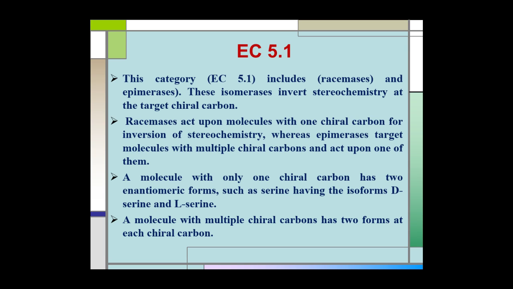The racemases act upon molecules with one chiral carbon for inversion of stereochemistry, whereas the epimerases target molecules with multiple chiral carbons and they act upon one of them. A molecule which has only one chiral carbon has two enantiomeric forms, for example serine, and it has isoforms D serine and L serine, whereas the molecule with multiple chiral carbons has two enantiomeric forms at each chiral carbon.